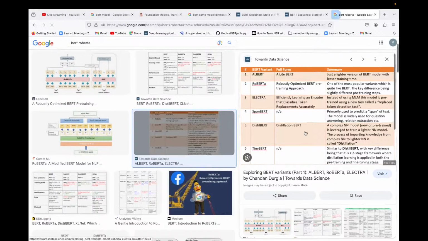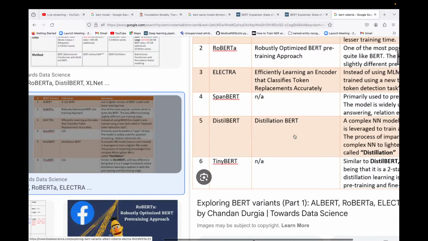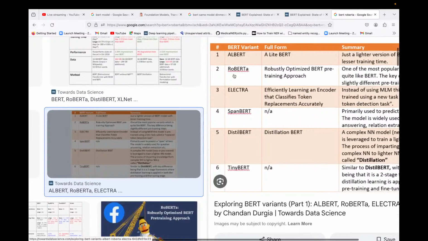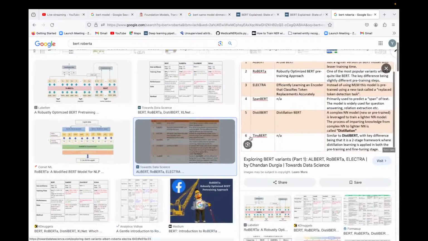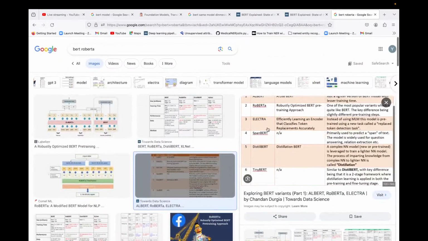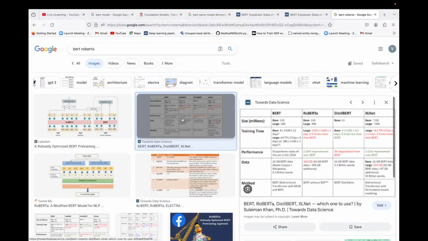Those are the variants, the next versions of the BERT model. Here in the diagram you are going to see there are so many BERT model variants like ALBERT, RoBERTa, ELECTRA, SpanBERT, DistilBERT, TinyBERT. DistilBERT is the simplest one, TinyBERT is also. But if you want to get those differences, I think they have not given them here very well.